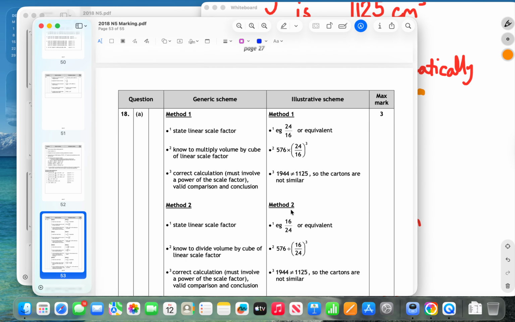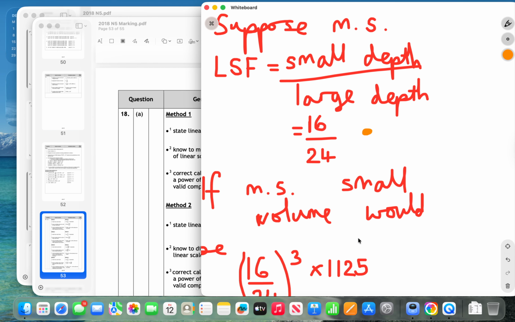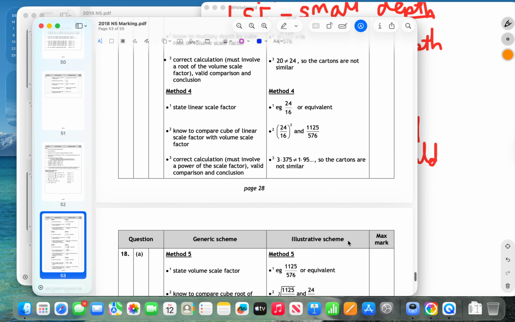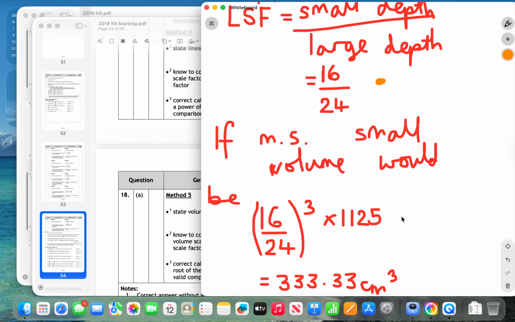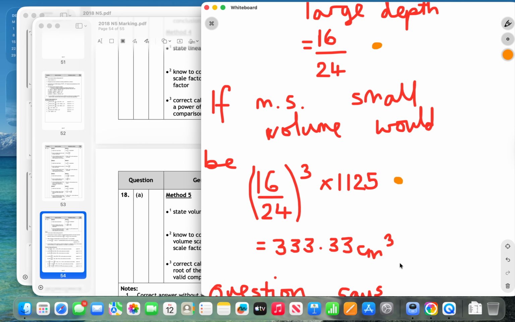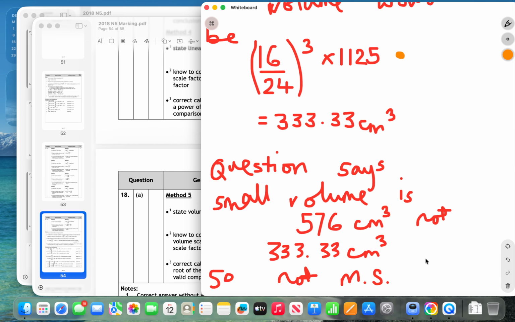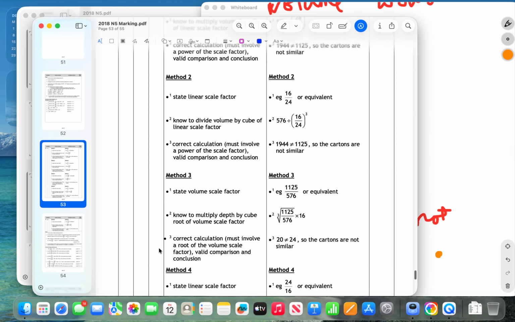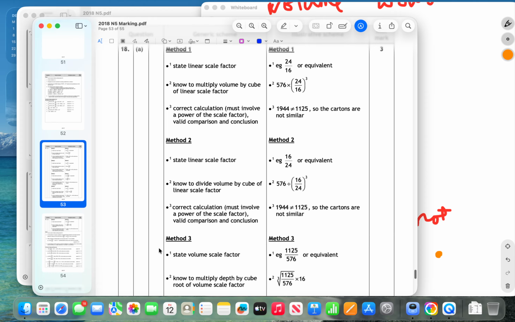The marking is very similar on this one. It's a mark for this, it is then a mark for this, and it's a mark for everything else. So you can see the multiple ways that they do this.